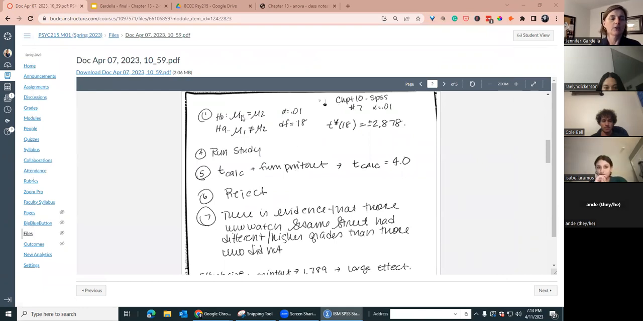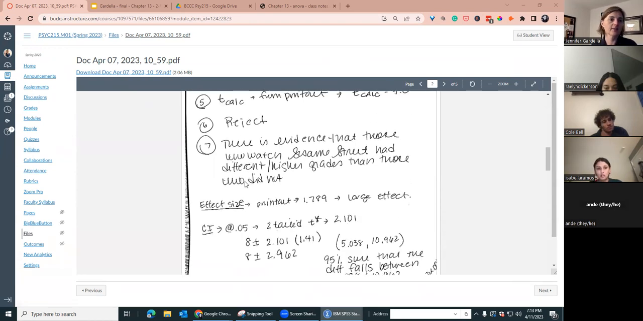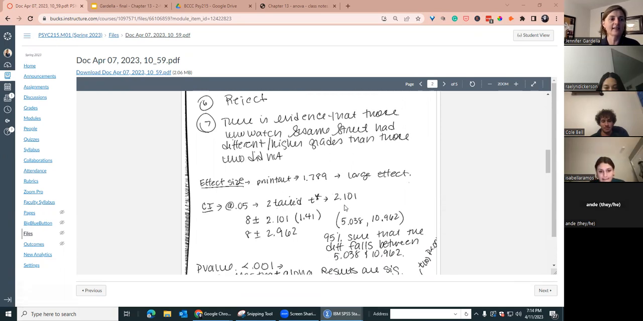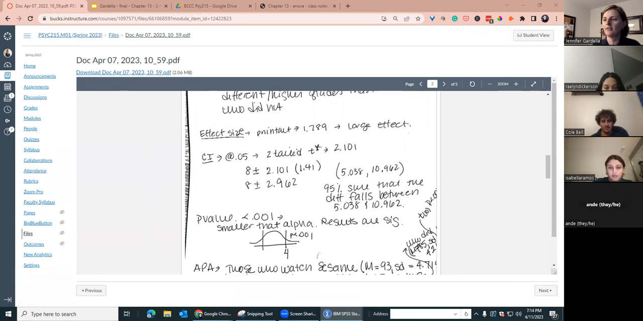So this is 2-sample independent, so one group has nothing to do with the other. Mu sub 1 equals mu sub 2. I did this at 0.01. H sub A: mu sub 1 does not equal mu sub 2. We have 18 degrees of freedom. T critical, from the book, is plus or minus 2.878. It's a 2-tailed test. There is evidence that those who, oh, this was the Sesame Street example. I love Sesame Street. I still love Sesame Street. Those that watched Sesame Street had different or higher grades than those who did not. Effect size, again, is large. We calculated a confidence interval.